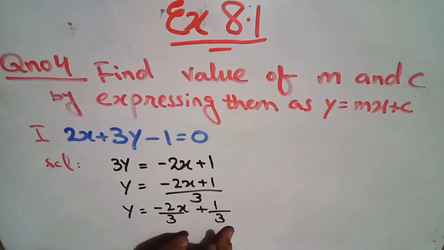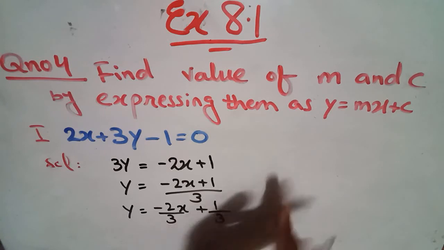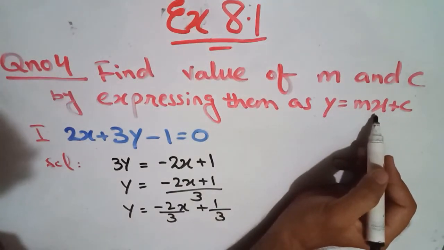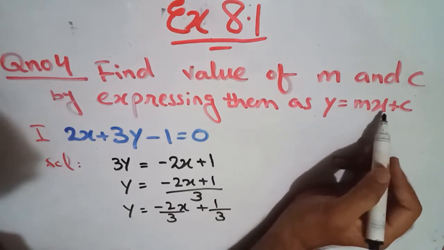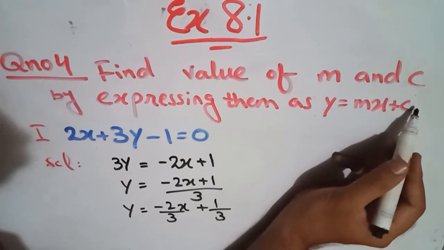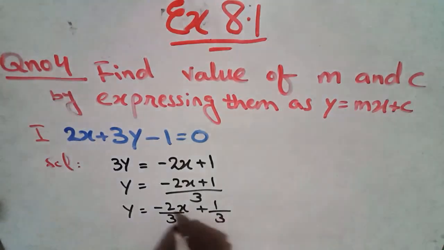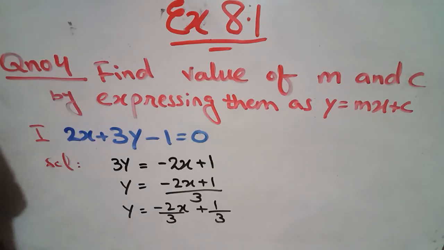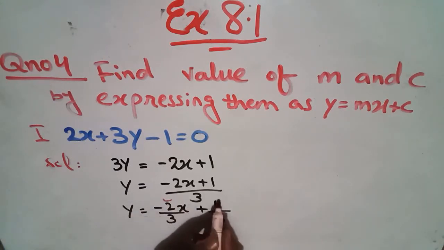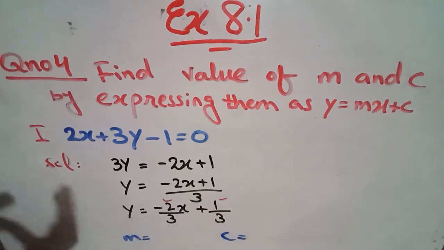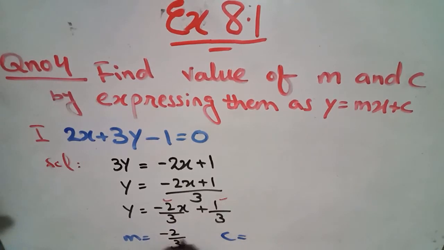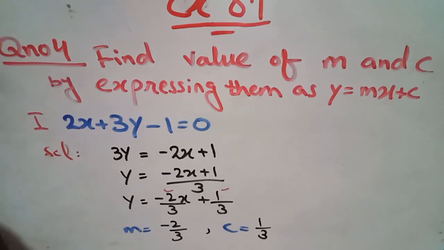So I will tell you the values of m and c, because as you can see, the value which is written with the x, that is the value of m, and the value which is written separately is a constant value, and c is representing the constant. So the value of m is equal to this one, and the constant is this one. So you can write m is equal to -2/3 and c is equal to 1/3. So simply you can find the values of m and c by this method.